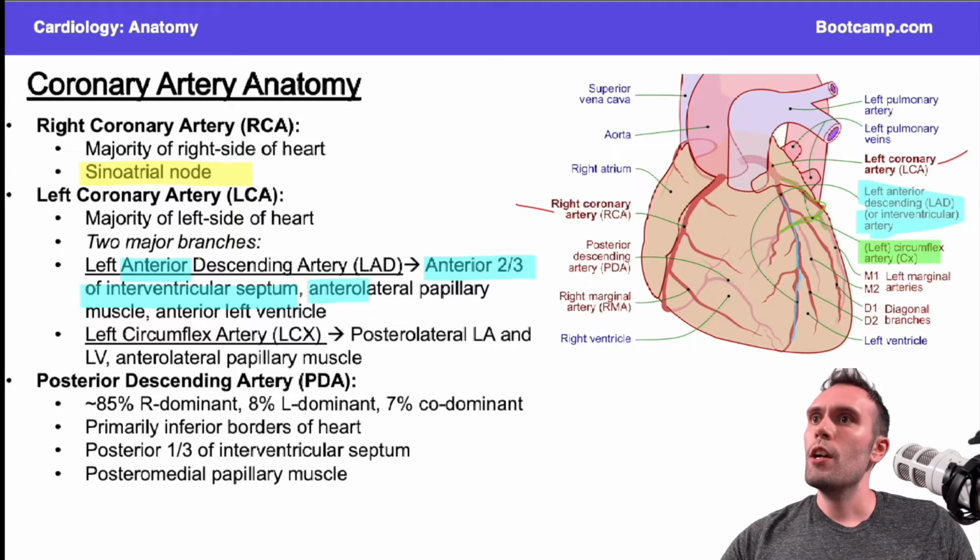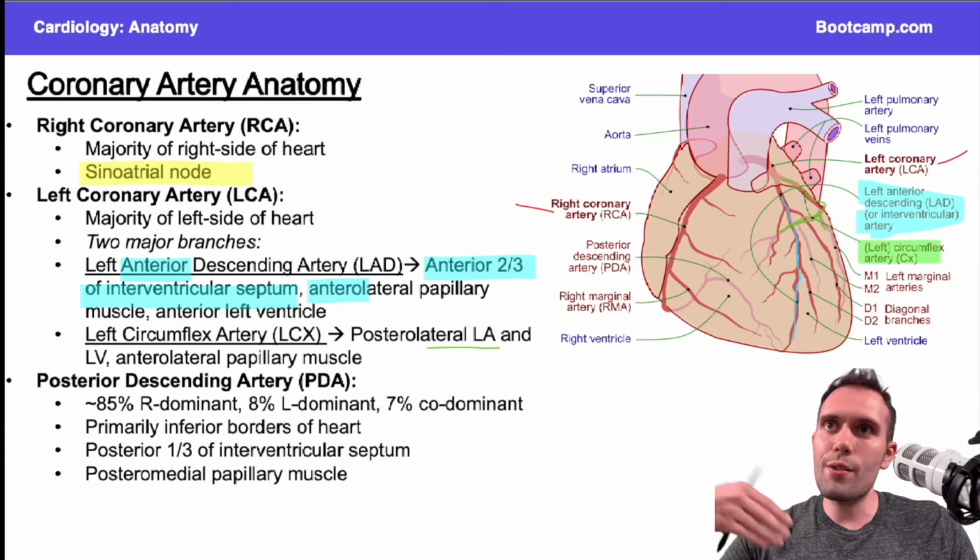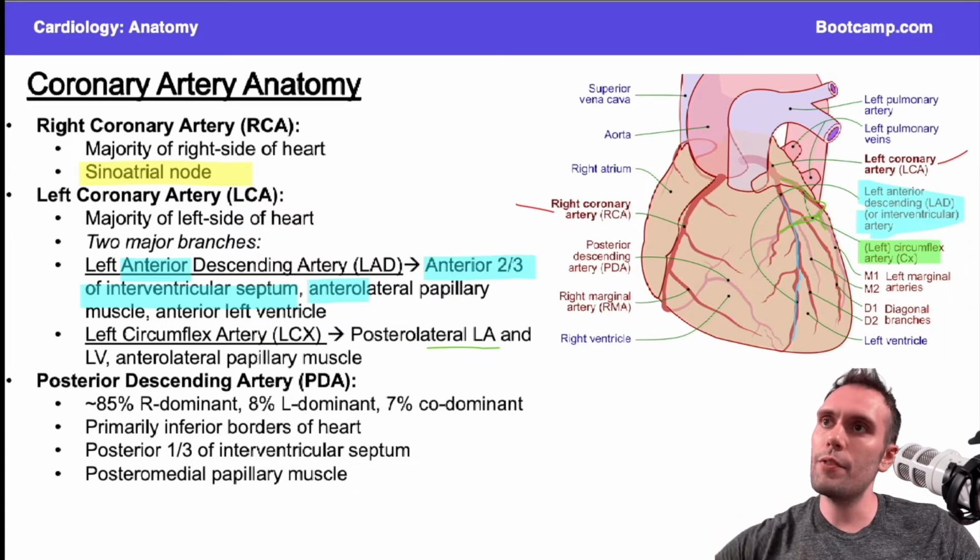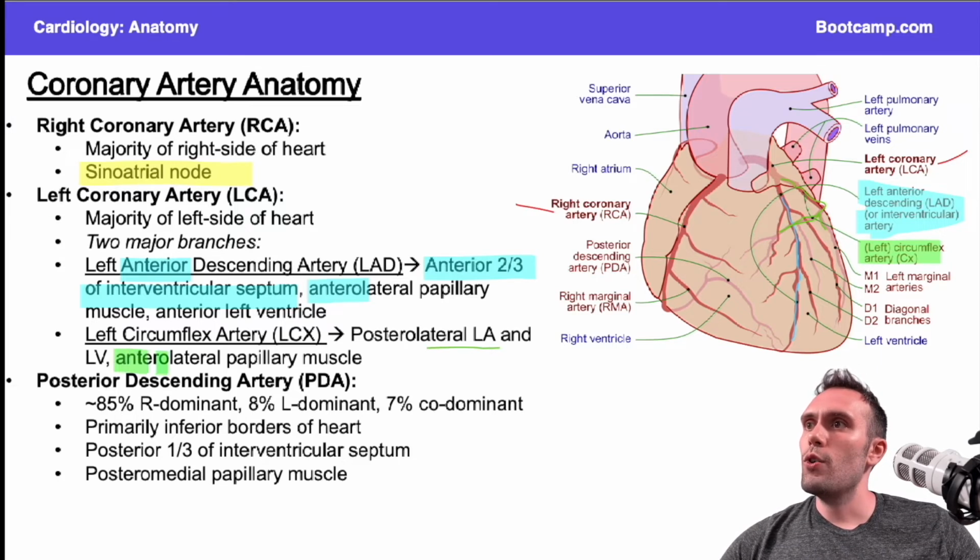So it's going to some of the left atrium, because remember, what's the most posterior chamber? Why is it wrapping around there? It's going back to that left atrium, and it's also supplying some of the left ventricle. And again, also supplying the anterolateral papillary muscle. When you think lateral side of the heart, think about that left circumflex artery. When you're thinking more anterior left ventricle, you're thinking more of the LAD.